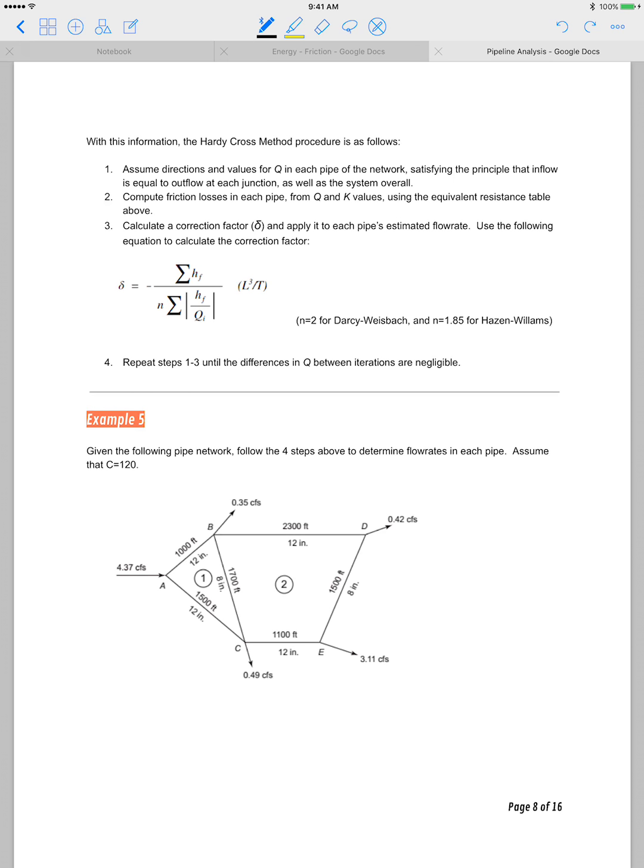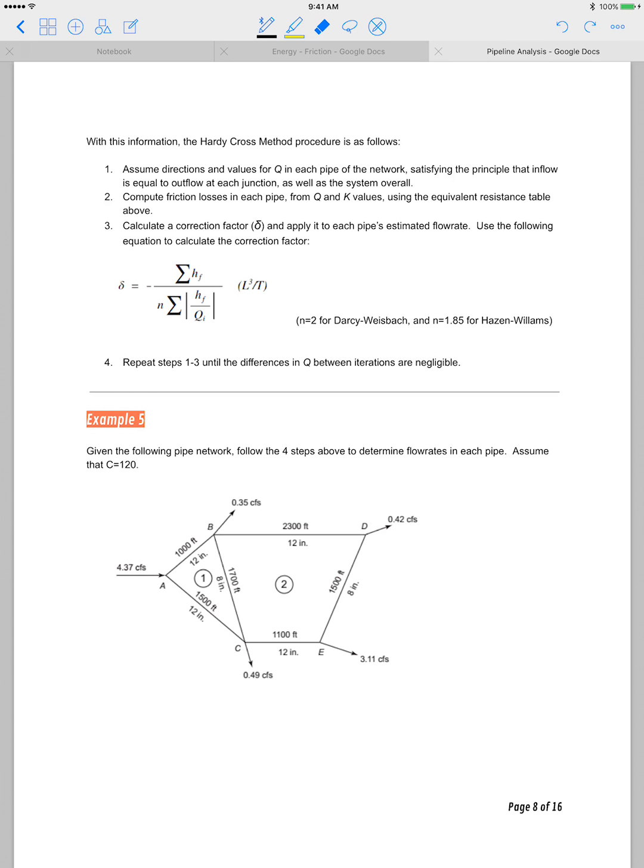Once you have the H sub F, you're going to have to carry that into a correction factor. The correction factor is applied to each of your estimated flow rates. So you estimated some flow rates up front, you got all the way to solving for a friction loss in each pipe, and then you take that friction loss, that H sub F, and you create a delta that you apply to your original flow rate. Okay? And you'll see the methodology play out and how simple this becomes.